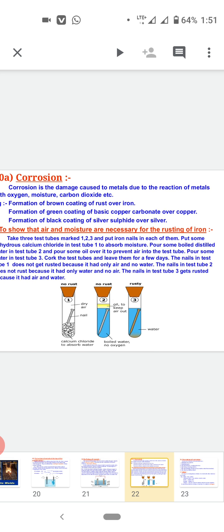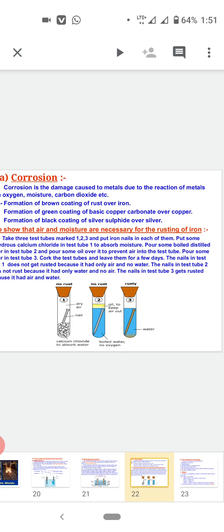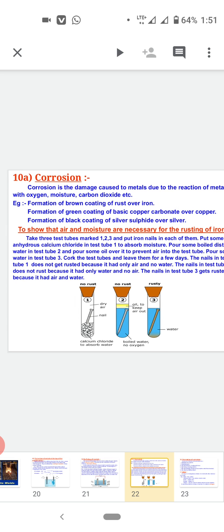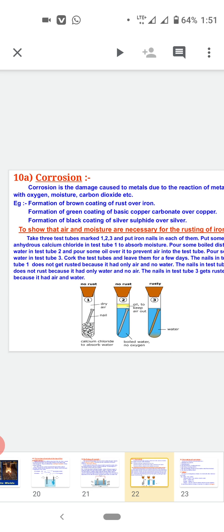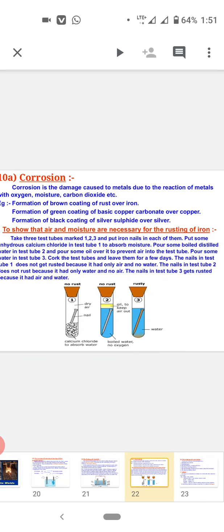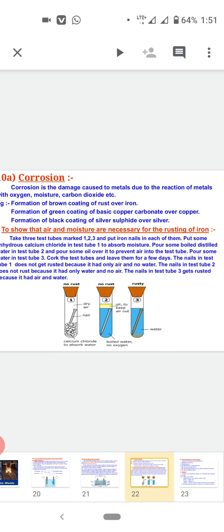So, it is a type of damage caused to metals due to the reaction of metals with oxygen, moisture, and carbon dioxide. Corrosion is defined as when a metal is attacked by substances around it, such as moisture and acids. It is said to corrode, and this process is called corrosion.